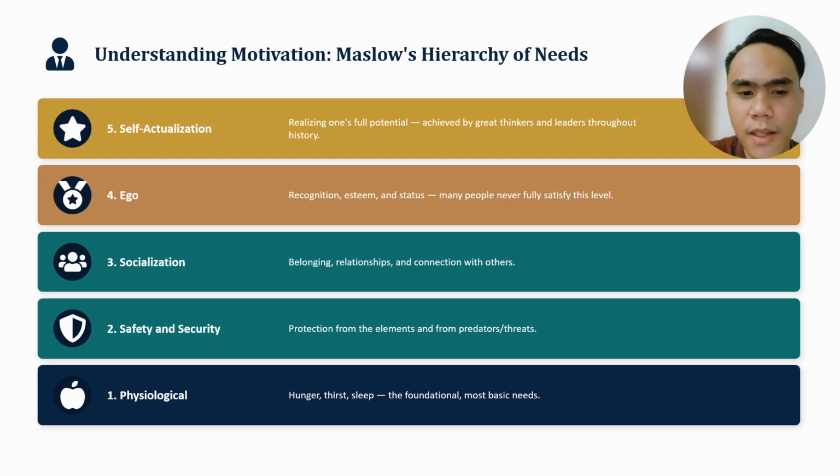The very practical leadership application is that when you're trying to lead a less cooperative follower, it often helps enormously to stop and think about what need they're actually working from right now. Someone worried about job security at level two is not going to respond to appeals about achieving their full potential at level five. So you have to meet people at the level they're actually operating from.